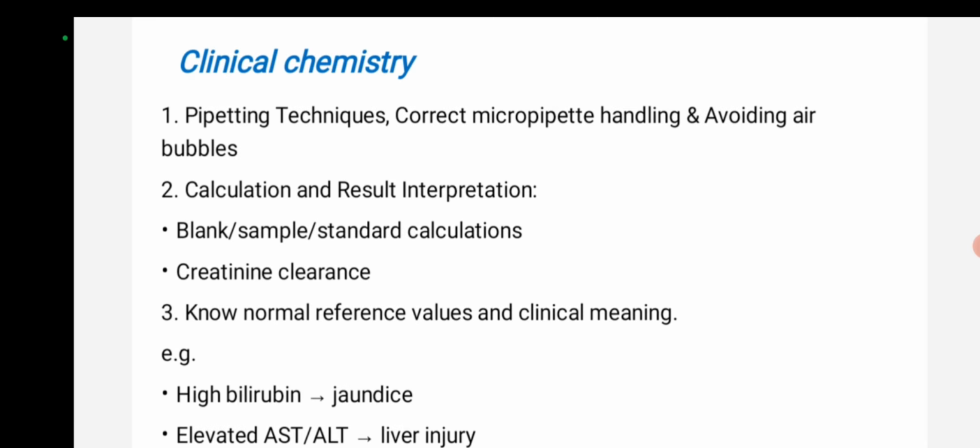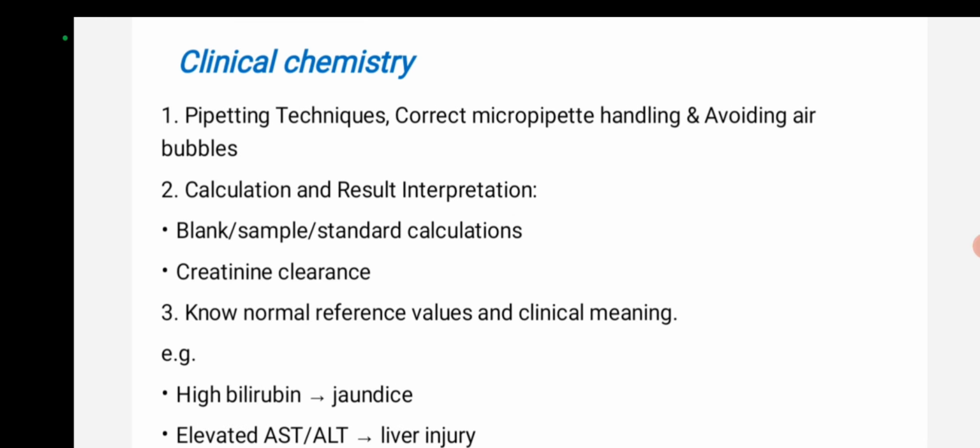Another thing is we have to know the normal reference values and their clinical meaning or interpretation. For example, if bilirubin is high, what do we expect? Jaundice, right? So we may be given some case. We may be given some concentration of bilirubin, and we may be asked to state the meaning, or we may be asked to interpret that concentration.